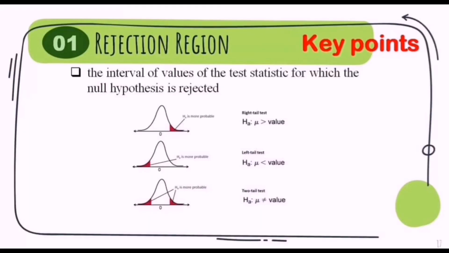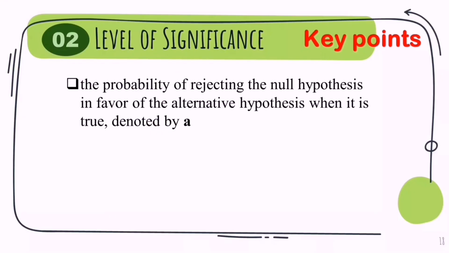So let us just remember our key points for the rejection region. The rejection region is the interval of values of the test statistic for which the null hypothesis is rejected. This is the example of how to get the rejection region. And our number 2 key point here is the level of significance: the probability of rejecting the null hypothesis in favor of the alternative hypothesis when it is true, denoted by alpha.